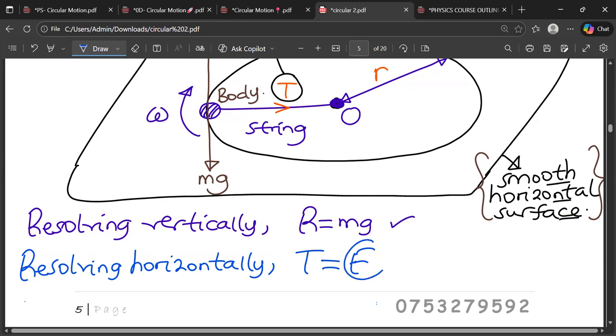And what do I mean here? Centripetal. I told you that already. In this topic, when they write F, even if they don't tell you, have it in mind that it is the centripetal force. Centripetal force, yeah.